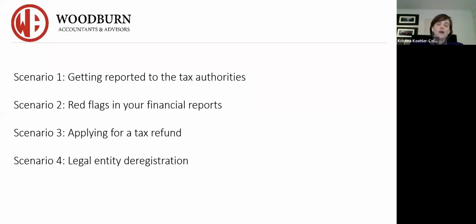Scenario 2 is around red flags in your financial reports. So you have your VAT declarations on a monthly or quarterly basis. You've got your profits tax declarations where the tax bureau will review, they're going to pick names out of a hat, where they will review your balance sheets, your financial statements, your P&Ls and whatnot.